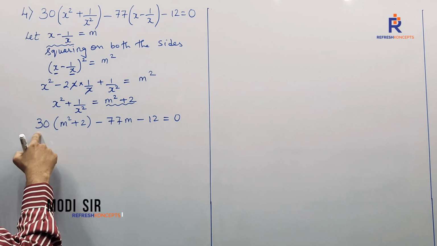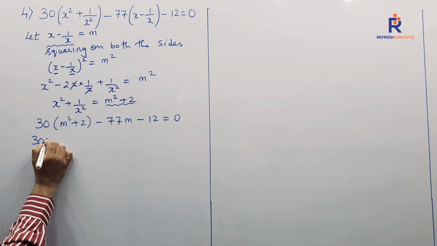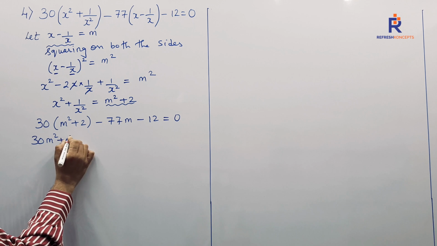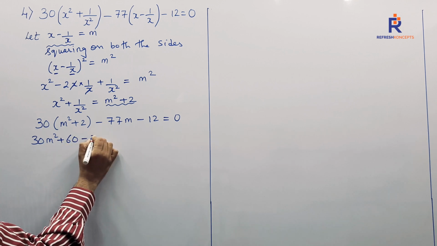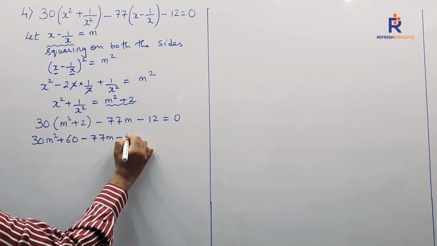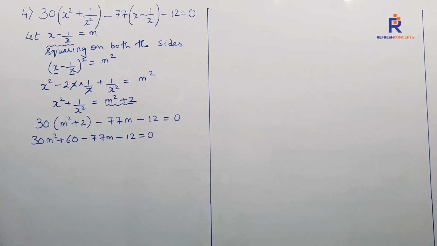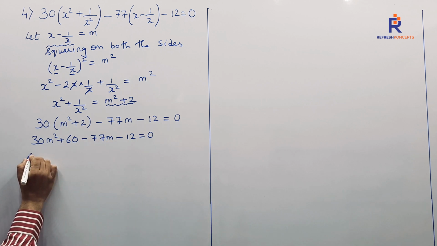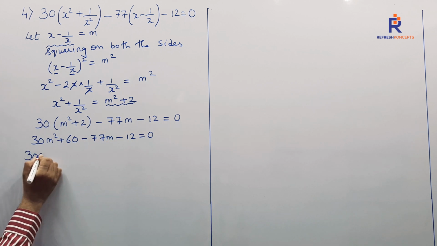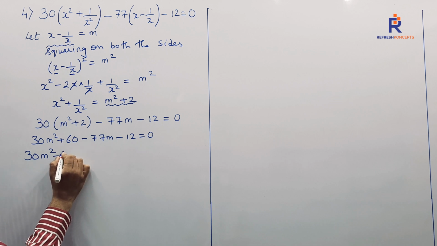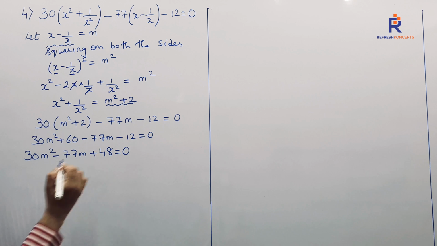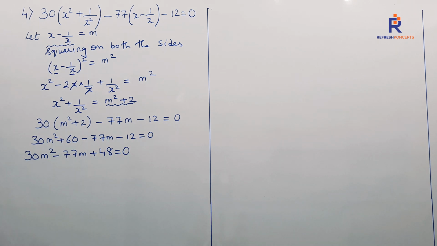Open down the bracket. 30 m square, 30 into plus 2 is plus 60, minus 77m, minus 12 equals to 0. Plus 60 minus 12. So 30 m square minus 77m plus 48 equals to 0. 30 m square minus 77m plus 48 equals to 0.